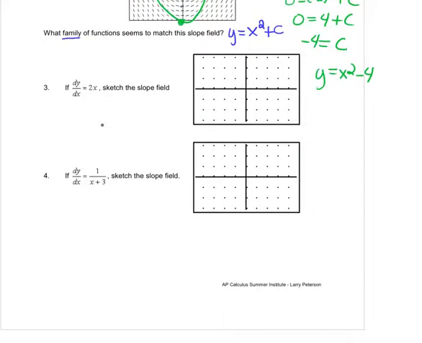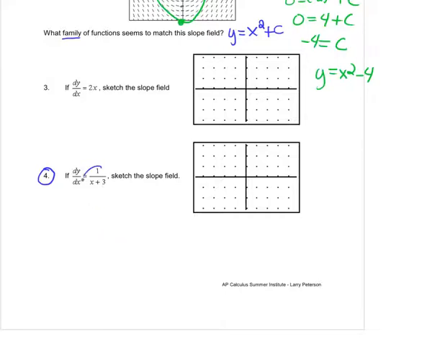Alright, so now another thing that'd be good for you to do right now is try this one. Let's skip number 3 and let's go straight to number 4. And try number 4 out and sketch all the little pieces of slope for this differential equation over here. So pause the video, see what you get. Alright, so I'm going to start.